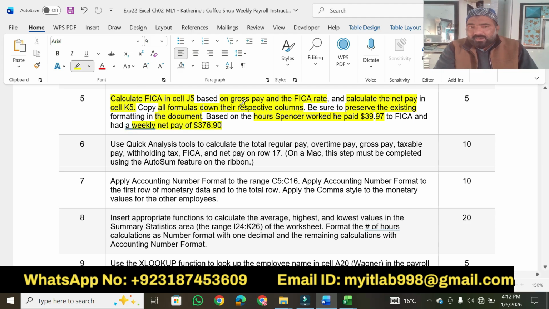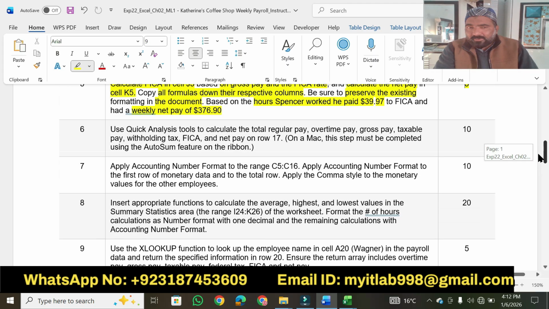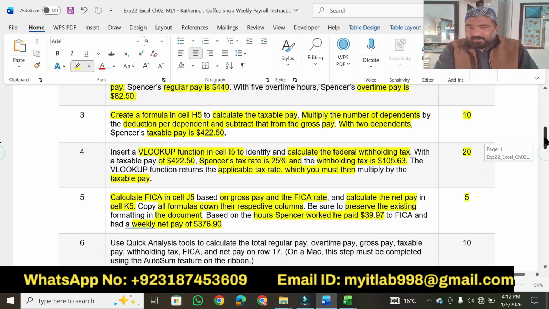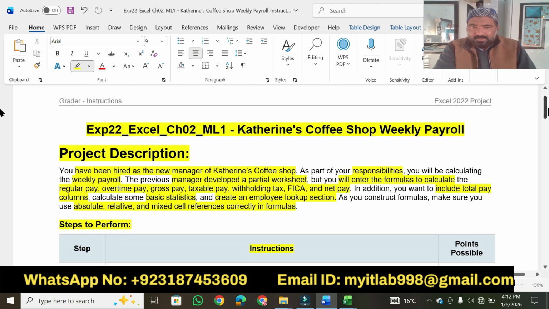Okay, so we have to use all these formulas, this information, and we have to calculate FICA in cell J5, and we will earn 5 marks from there. So you may see we have just 10 questions in the graded part, and out of 10 we have solved the first 5 questions. Meaning half of the assignment is done from my side in today's video.